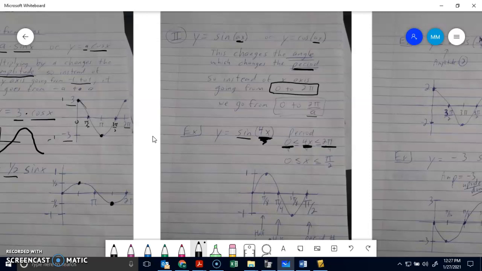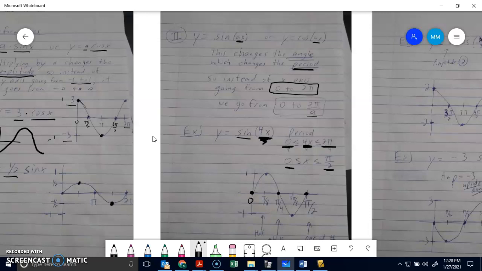So that means I'm not going to go all the way out to 2 pi, which is way out here to the right. This has been shrunken in horizontally. So this is only going to go from 0 to pi over 2. So how do I get to my new key points? I start at 0. I'm going to end at pi over 2. So where's the middle? Halfway between 0 and pi over 2, or pi over 4.